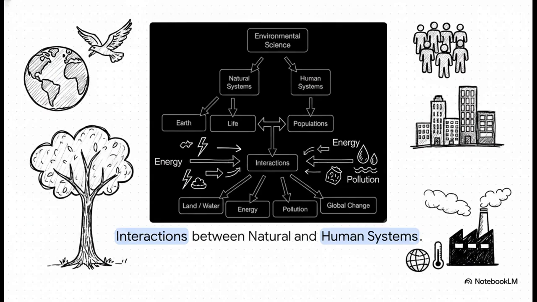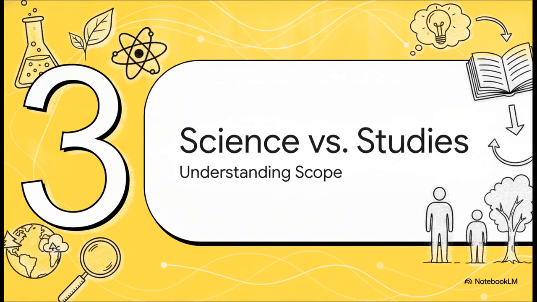This interconnected web is what builds our understanding of how natural Earth systems and human populations interact. Think about it. Natural systems like the Earth and biological life are in this constant, dynamic push and pull with our rapidly growing populations. It's this exact intersection, those arrows you see pointing right to the middle, that drives the real-world issues we're facing today, from energy usage and pollution to massive changes in our land and water. Moving right along to Section 3, Science versus Studies.